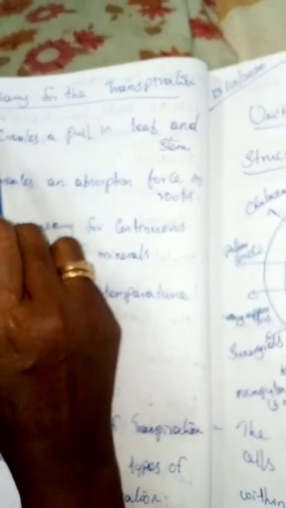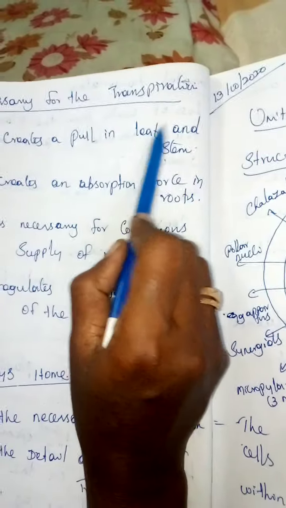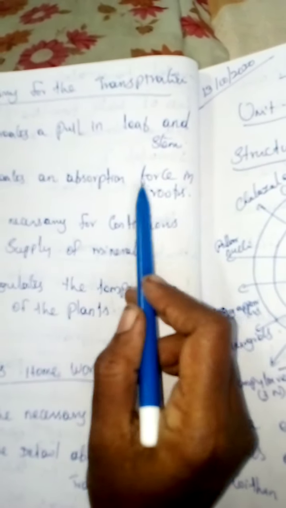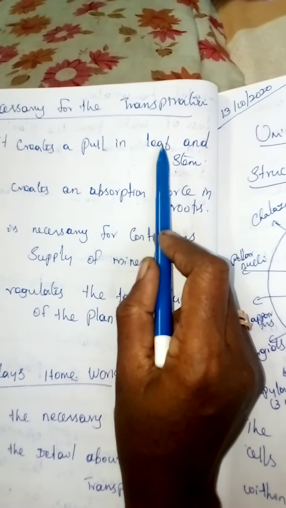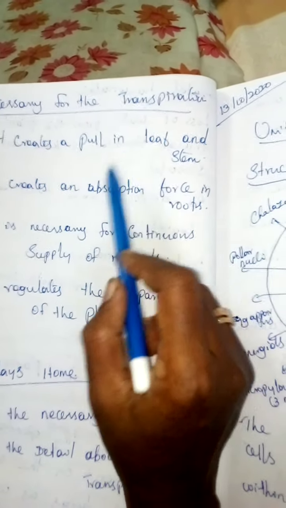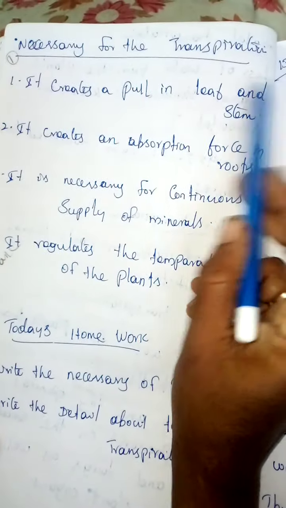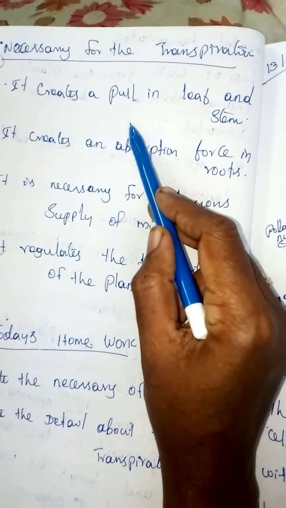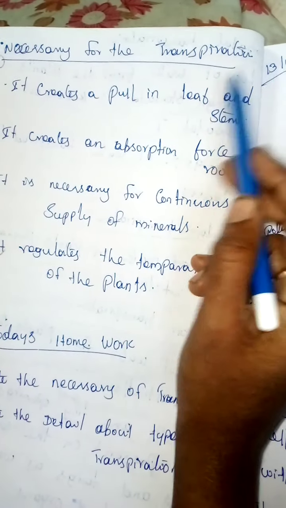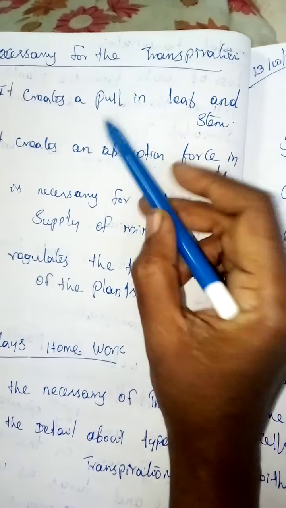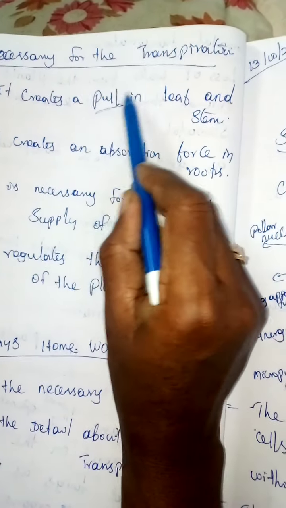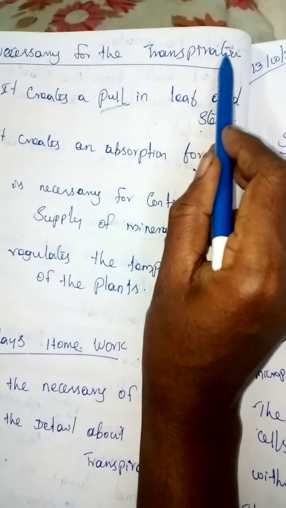First point, it creates a pull in the leaf and stem. The water is absorbed with the help of the pull in the leaf and stem created by transpiration. So water is transferred from one part to another part. Except for the water vapor, water is conducted with the help of transpiration.